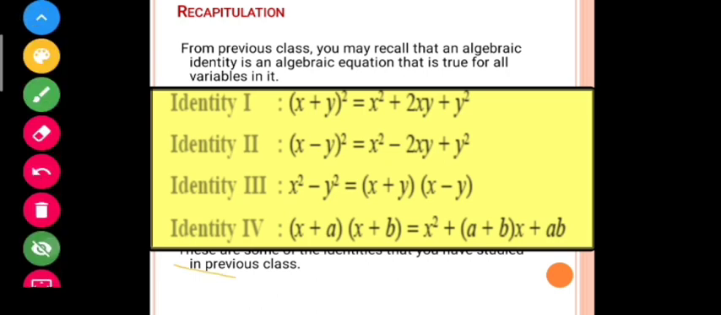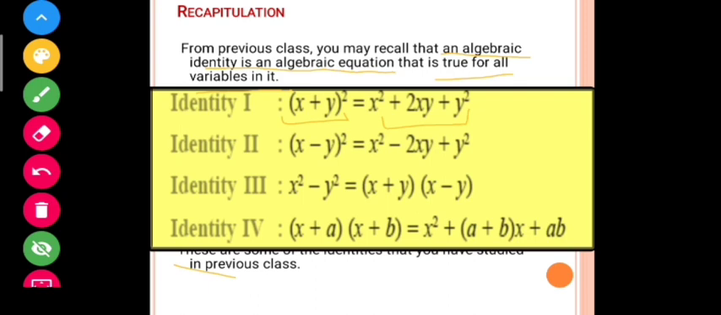I hope that you know what algebraic identities are and what they mean. Let us see the definition of algebraic identities here. It says that an algebraic identity is an algebraic equation that is true for all variables in it. So an algebraic identity is that equation in which the value of the variable may be whatever you want to choose, and the LHS will always be equal to the RHS in case you put any value of the variable.